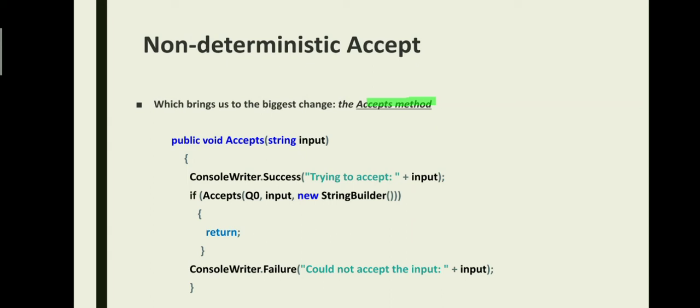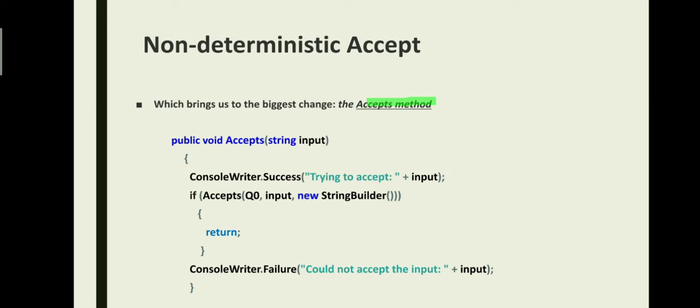If it accepts these things, then it will return ConsoleWriter.Success. What is this ConsoleWriter? ConsoleWriter is nothing but a method of the Console class which is used to retrieve unique objects which are associated with the console. So if it accepts q naught, input, new StringBuilder function, then it will return ConsoleWriter.Success. If the ConsoleWriter is success, then it will print trying to accept, or if the ConsoleWriter is failure or it has failed, then it prints could not accept the input.